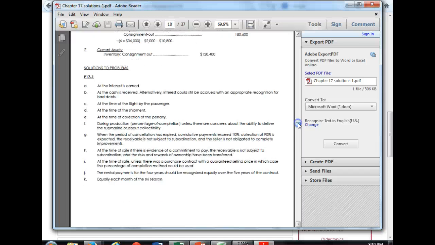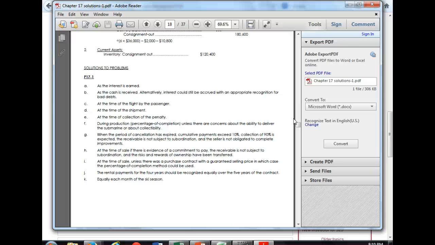So problem 17.1. Look at some of these questions. Each of the following independent situations relates to the recognition of revenue. Interest on loans made by a bank: as the interest is earned, you record it. When is interest on loans made by a bank recorded? When the loans are in default, as the cash is received.